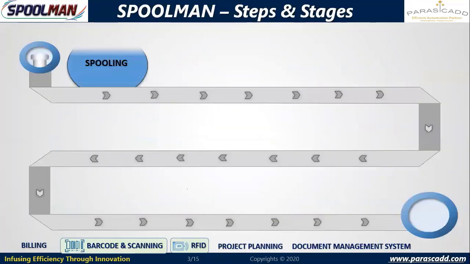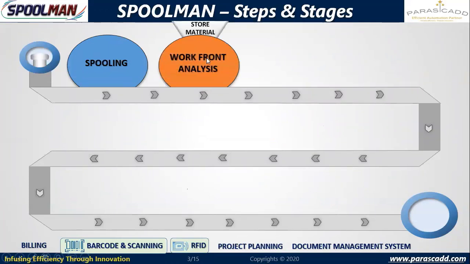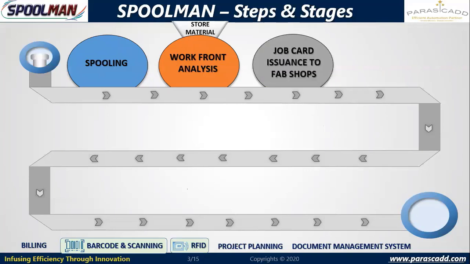So now to explain this fabrication in detail, first spooling will be performed, and then matching front analysis will take place. Based on the spooling data and the material available in my warehouse, the system will perform front analysis, and then it will tell how many spools I can fabricate, and what is the inch dia which is fabricatable. Now based on the fabricatable spools, job cards will be created and issued to the production groups or to the fabrication contractor.